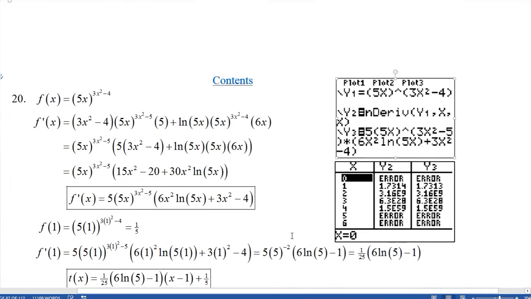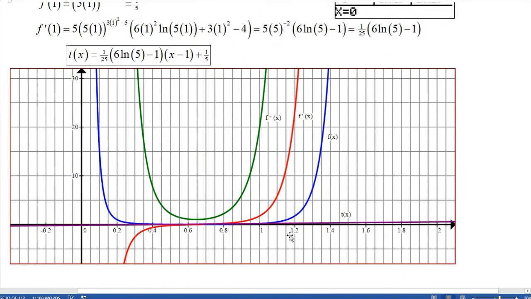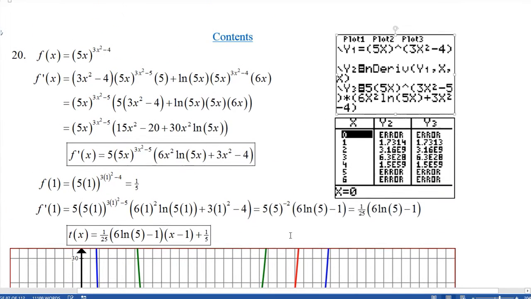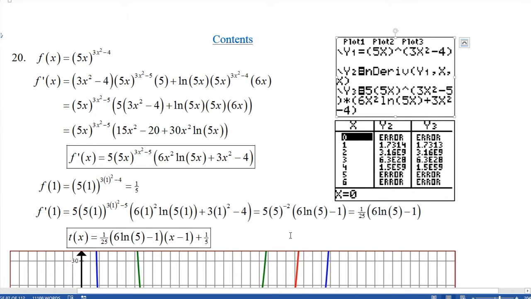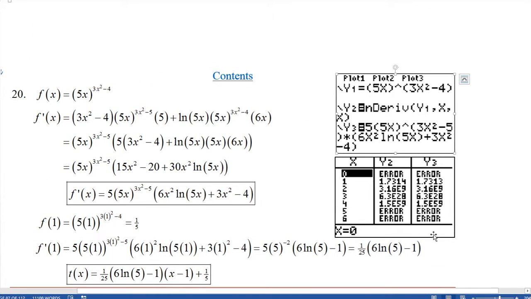Okay, and so that's what we end up with there. Notice we do get some error messages on the outsides here. I think the error message here on this part is not because it's not defined, it's just because it grows so fast that this becomes too big for the calculator to handle.